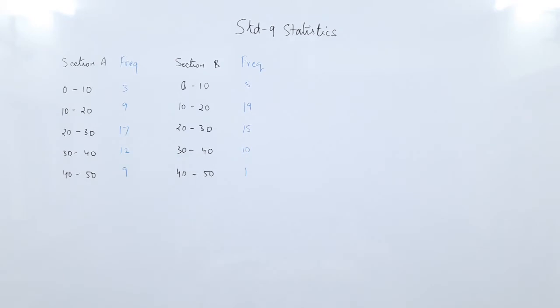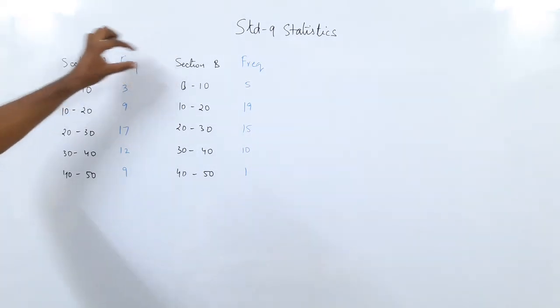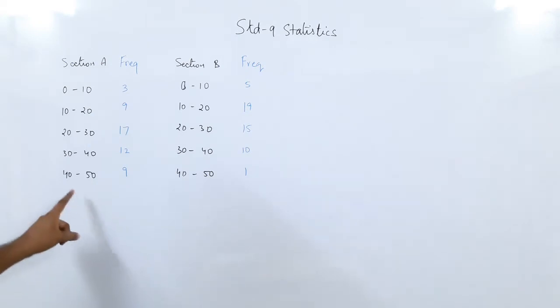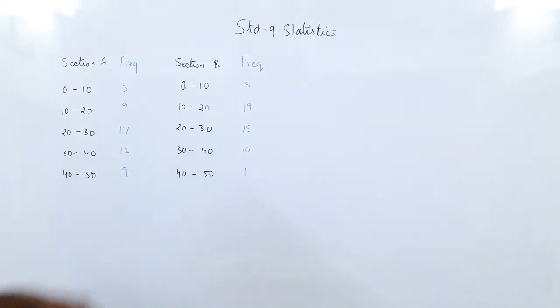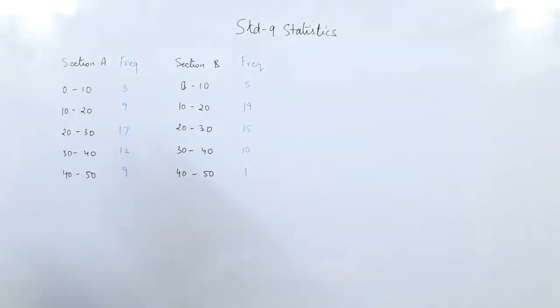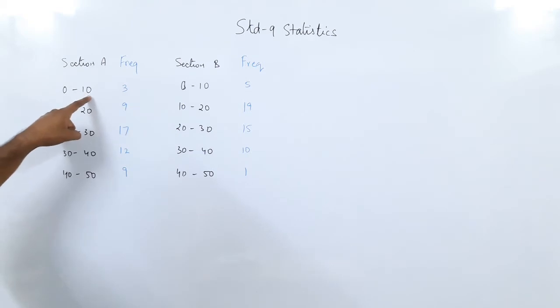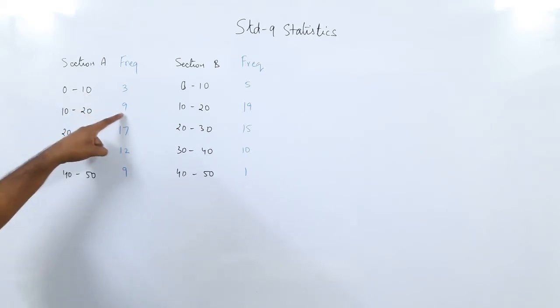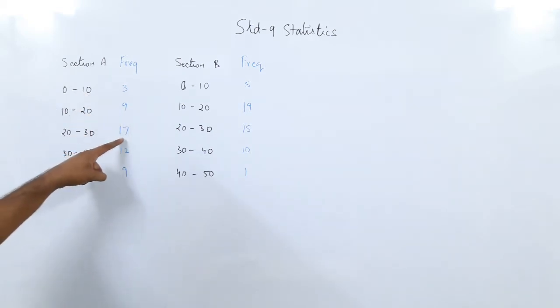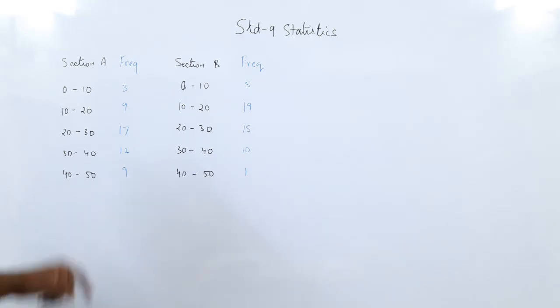In this question, you are given two sections. A class has got two sections, section A and section B. A test of 50 marks is taken for both, and the data is represented like this. In section A, 3 students are getting between 0 and 10 marks, 9 students between 10 and 20, 17 students between 20 and 30, 12 students between 30 and 40, and 9 students between 40 and 50.